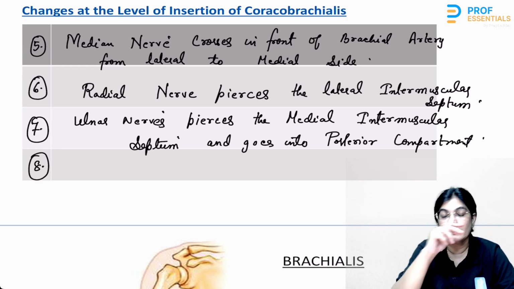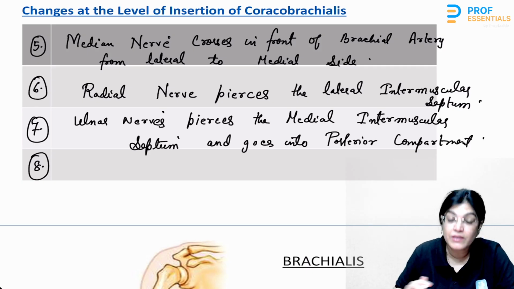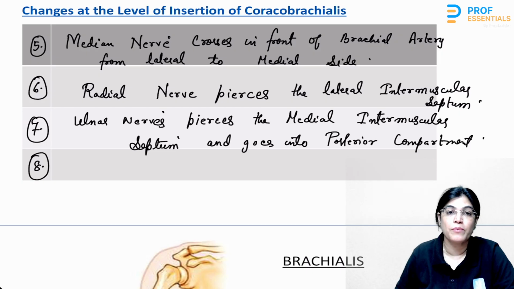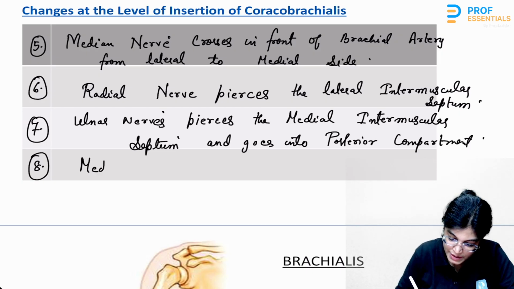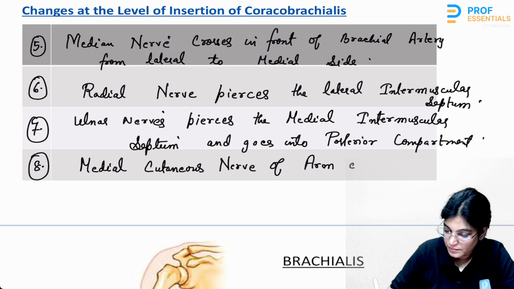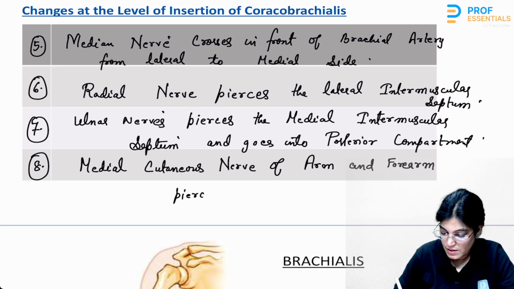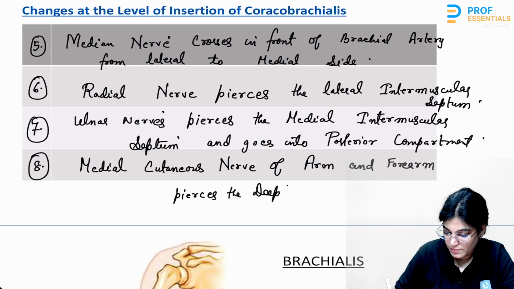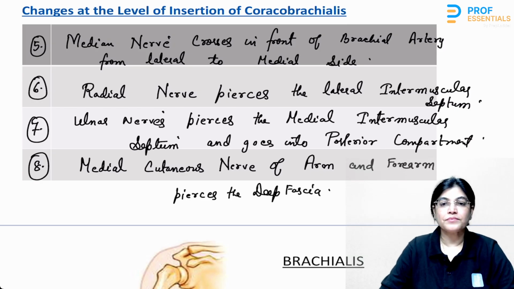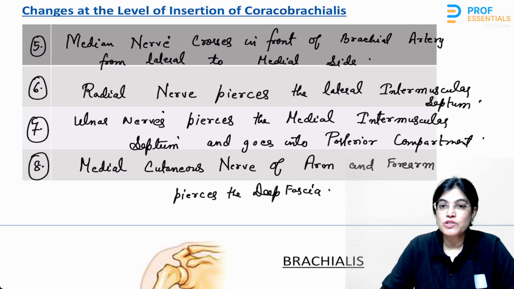Other than that, another change is that of a cutaneous nerve. The medial cutaneous nerve of arm and forearm pierces the deep fascia at the level of insertion of the coracobrachialis muscle. Okay, we are done with these changes which happen at the level of insertion of the coracobrachialis muscle.